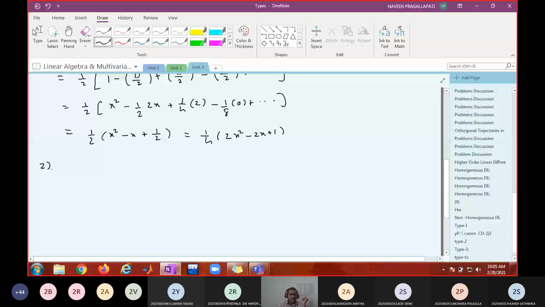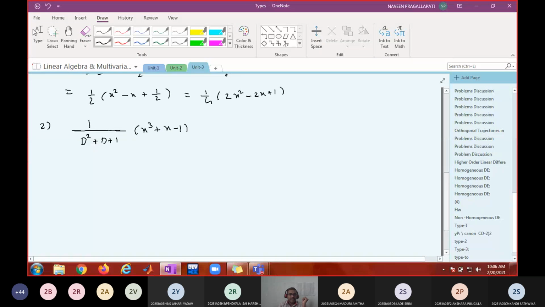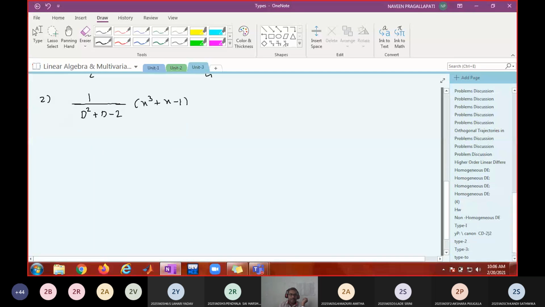So I'll write one more example. For example, if it is something like this: 1 by d square plus d plus 1 of x cube plus x minus 1. Or I will write like this, minus 2. D square plus d minus 2 of x cube plus x minus 1. Then can you tell me how to do this problem? How do you want me to rewrite this?